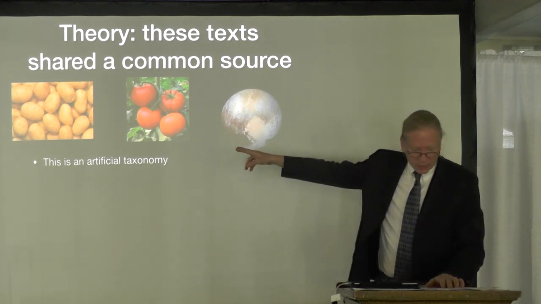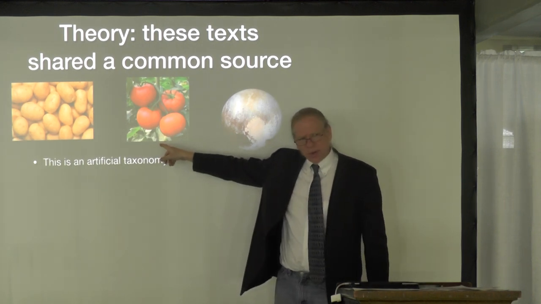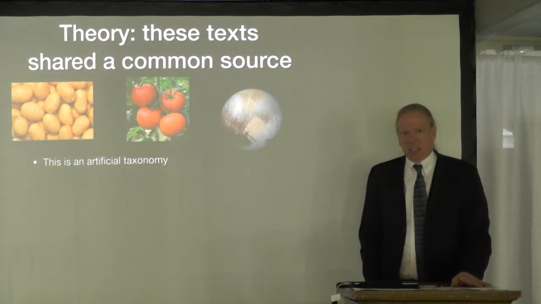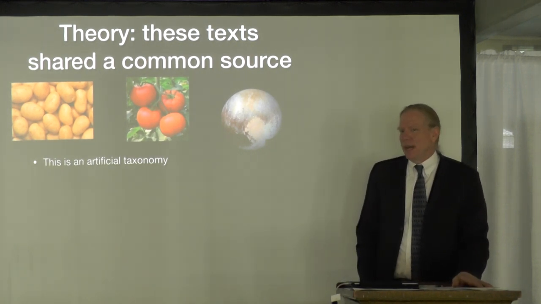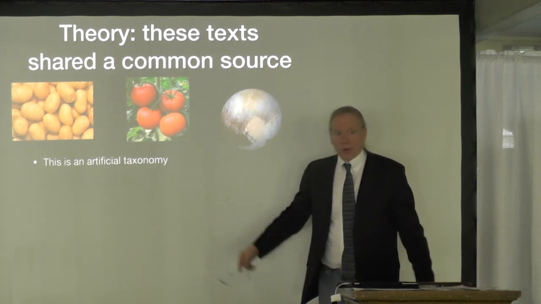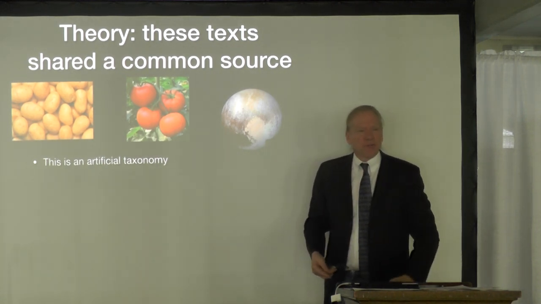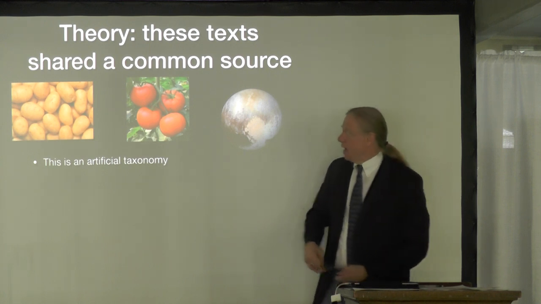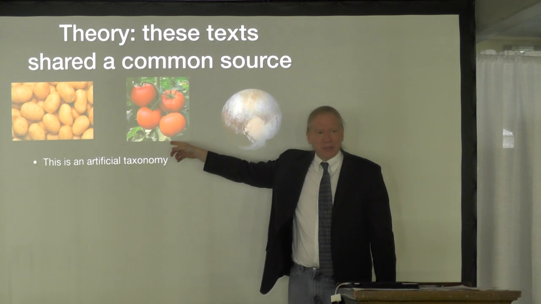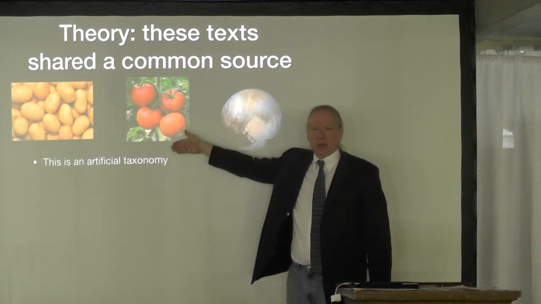So if we look at this, is a tomato a fruit or is it a vegetable? And some of you are saying, it's a fruit, it has seeds, but we eat it as though it's a vegetable, don't we? So is it a fruit or vegetable? The terminology, fruit and vegetable, that's an artificial taxonomy. It is a fruit according to the definition of a fruit, but we created the definition of fruit. But we treat it and eat it as though it's a vegetable.